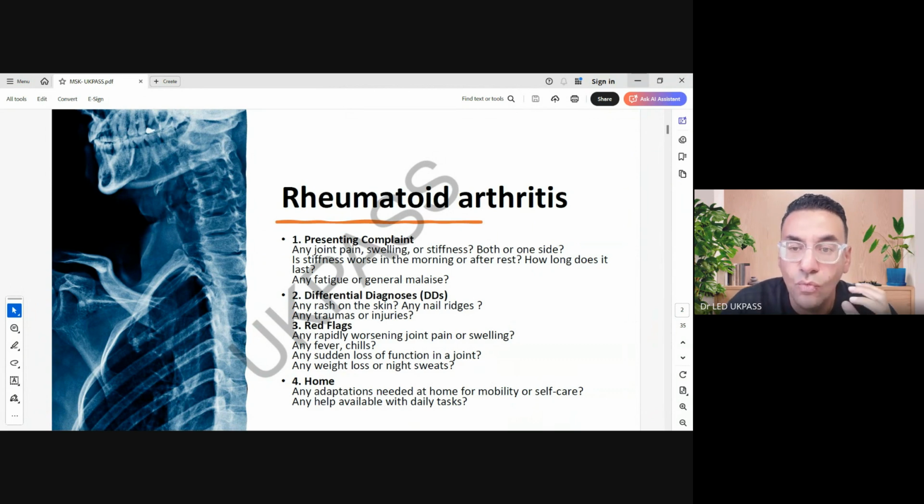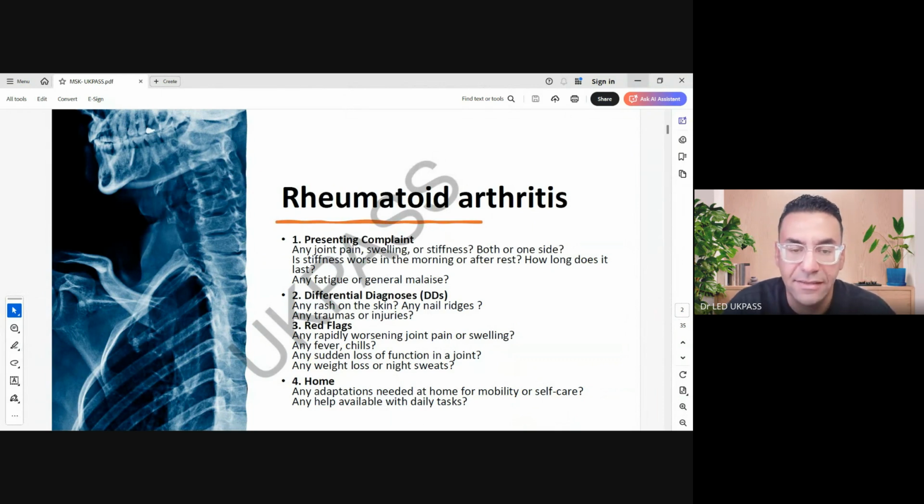A patient can get arthritis in one hip joint. So it is mainly monoarthritis. It happens mainly on one side. This is mainly the difference between osteoarthritis and rheumatoid arthritis.